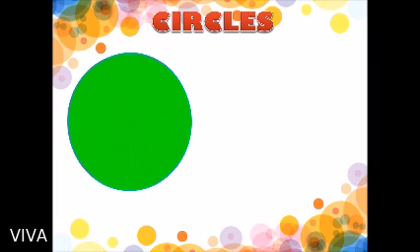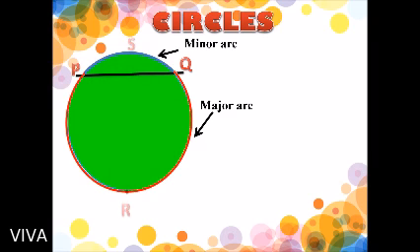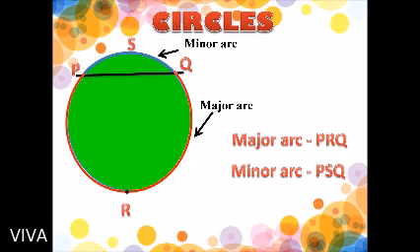To name an arc, we need to add two more points on the circle, one on the minor arc and one on the major arc. Here, arc PRQ is the major arc and arc PSQ is the minor arc.